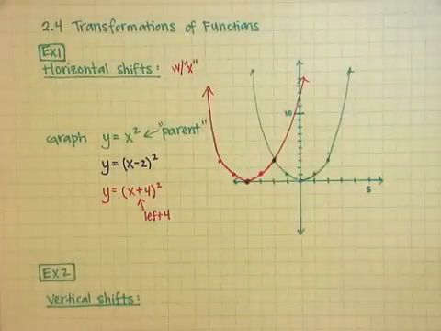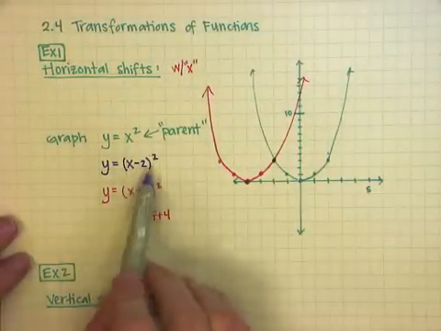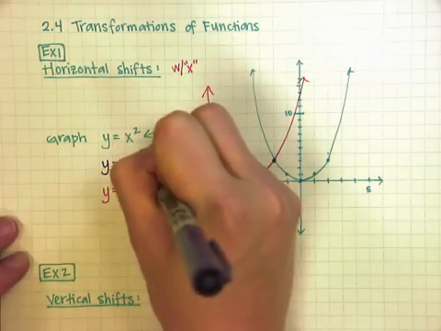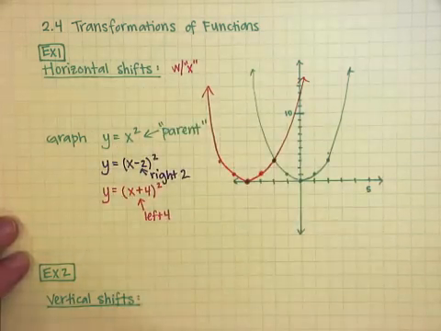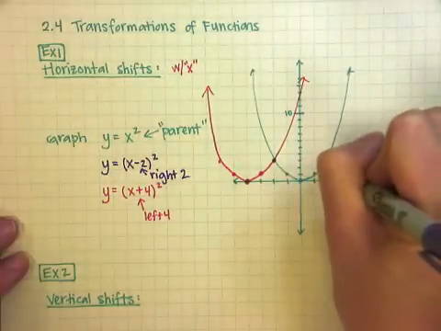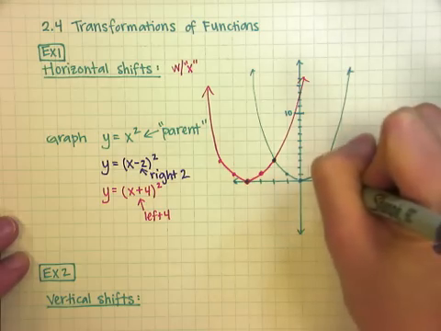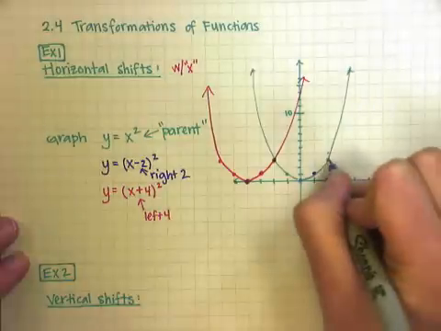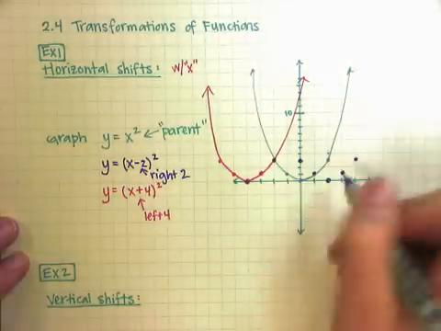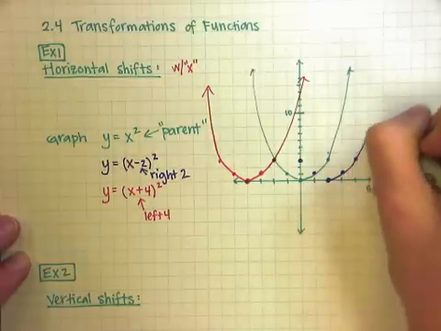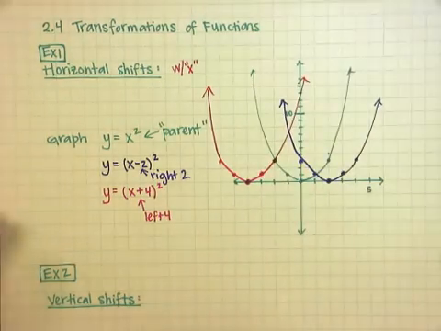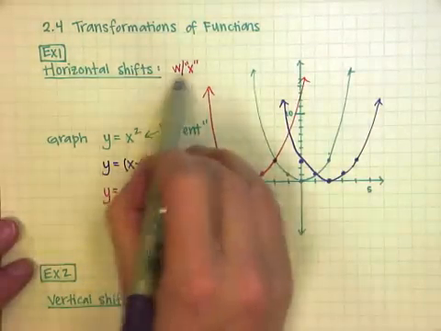And then for the third graph, this minus 2, you would normally think it would go in the negative direction, but inside the parentheses it does the opposite of what you think it's going to do. So it's actually going to go right 2. So I take each one of these points right 2. This guy's going to go 1, 2. This guy's going to go 1, 2. And we get our parabola shifted 2 to the right. So horizontal shifts are with the x.